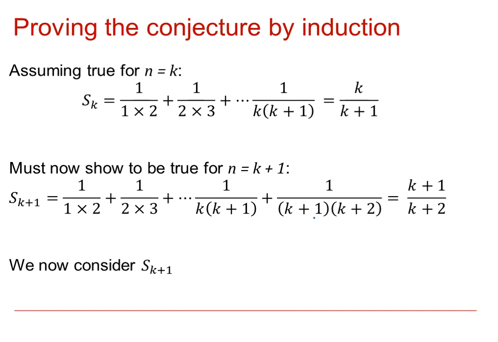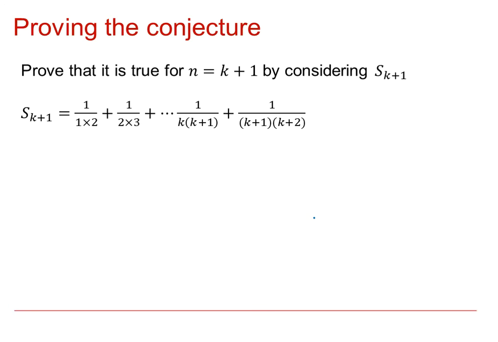So we start by considering Sk plus 1. So Sk plus 1 is the sum of the first k plus 1 terms of the series. So we've got to now rewrite Sk plus 1. I can rewrite this now as the sum of the first k terms of the series plus that final term. And we assumed a result for Sk. We've assumed that Sk can be written as k over k plus 1. So that's my assumption being used.